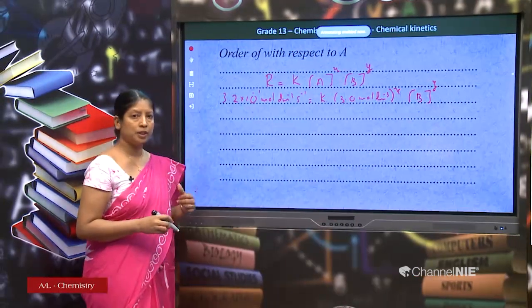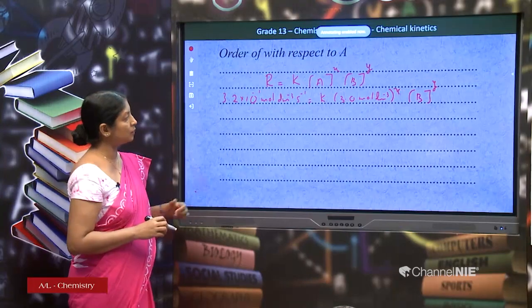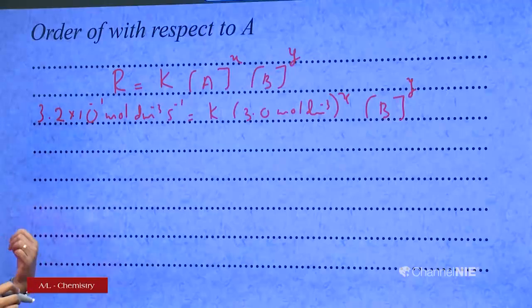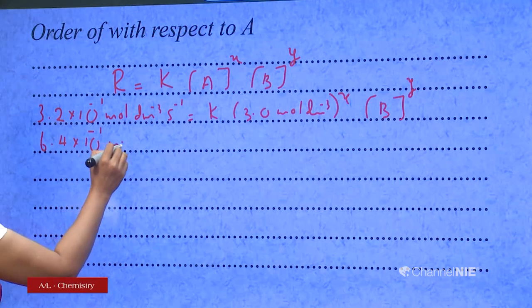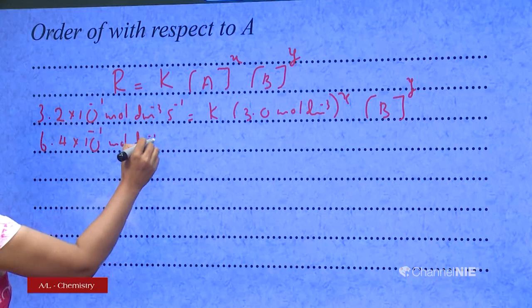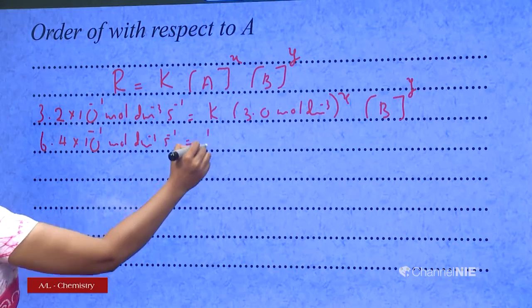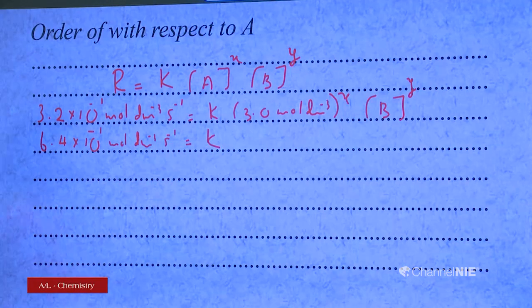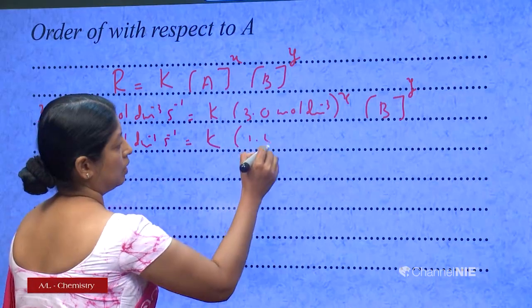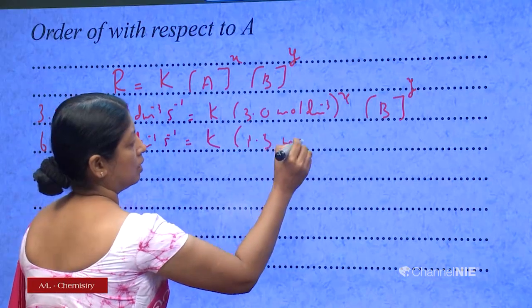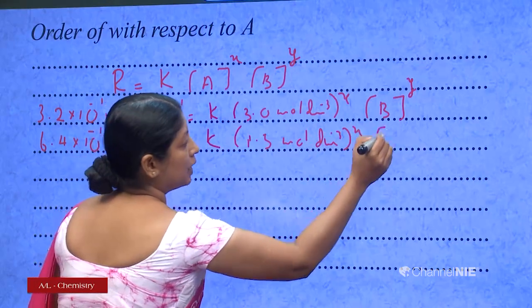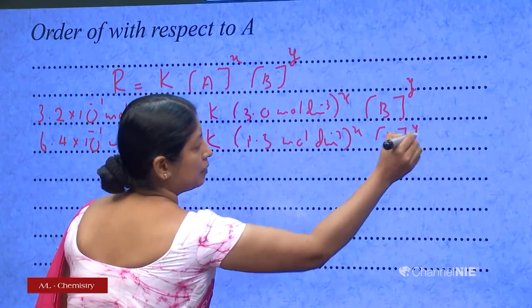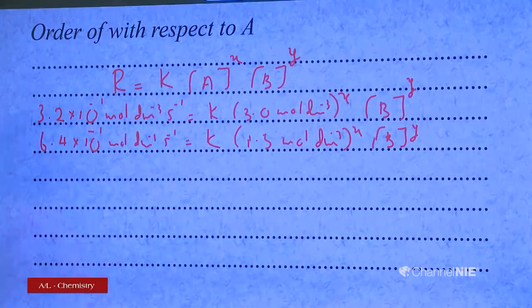And then we are moving to the third experimental data. In the third experimental data, the rate is again given as 1.6 into 10 to the power minus 1, the unit mole per decimeter cube per second, equals K, and the concentration of A is given as 1.5. Even in that one the concentration of B is the same as the previous one, so I will write it as B because it gets cancelled off.